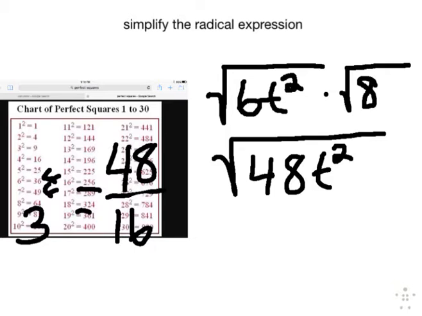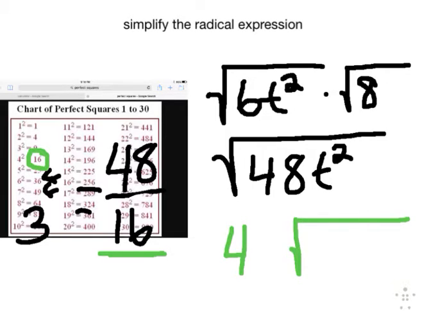So we're going to take our 16, which we know is a perfect square, which is the same as 4. We're going to put that on the outside. We're going to put underneath our square root our remainder, which was 3, on the inside. And the square root of t squared is going to be t.